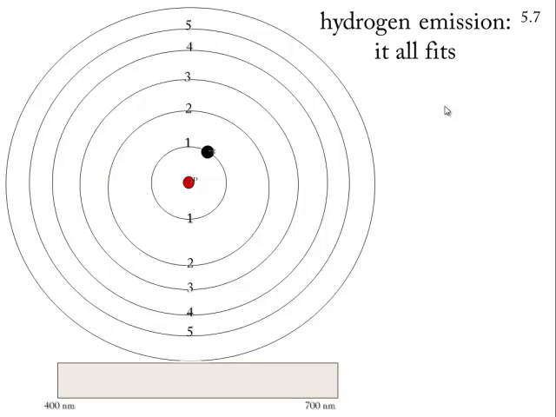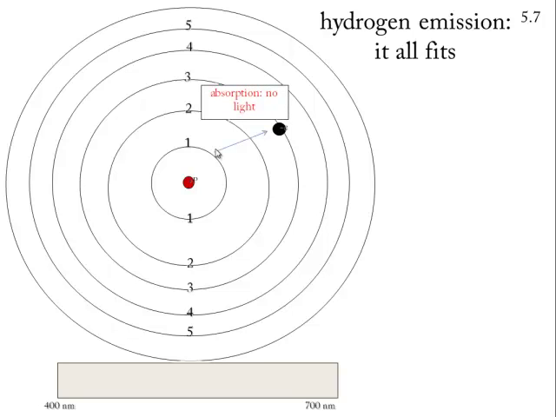Well, it all fits beautifully. Imagine you have an electron in the first shell. It goes out to, I believe, the third shell. That's atomic absorption, or electronic absorption. It absorbs energy. Fine. No light is created.